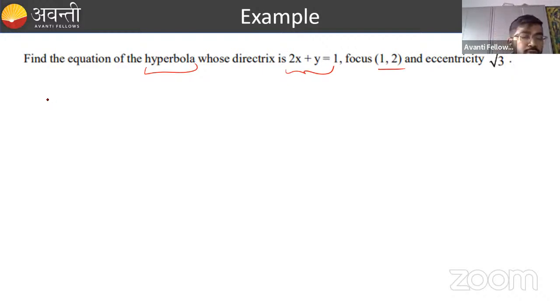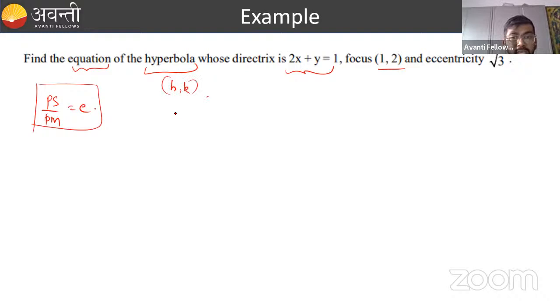Root 3. So we all know that PS by PM is equal to e, right? So this is how you find the equation. Let the point P, which is moving and for which we have to find the equation, be h comma k, right?